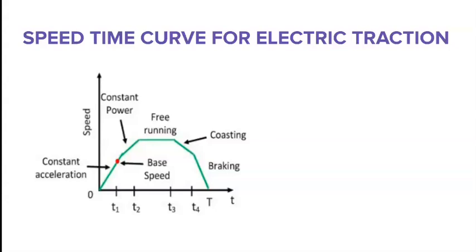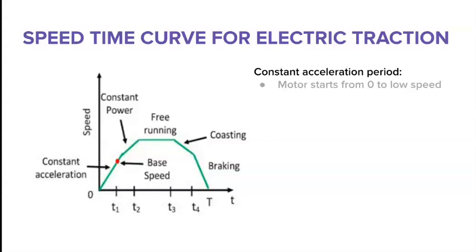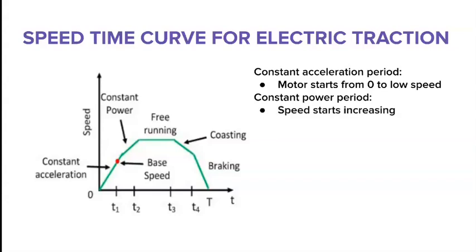You know there are 5 periods and the first period is constant acceleration period. What is constant acceleration period? Constant acceleration period is also known as notching up period. During this period, the starting resistance of the motor is gradually cut and it goes from its zero speed to low speed. Next, as you can see from the curve, it is constant power period. What is constant power period? You can recall, this period is also known as the accelerating period because the speed starts increasing. Third is free running period.